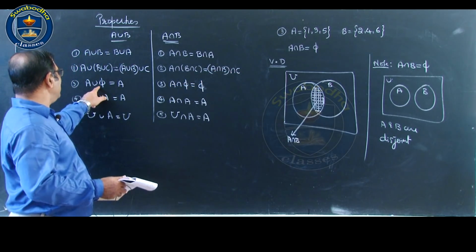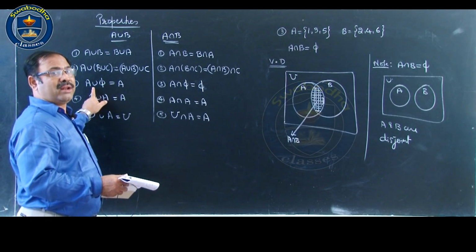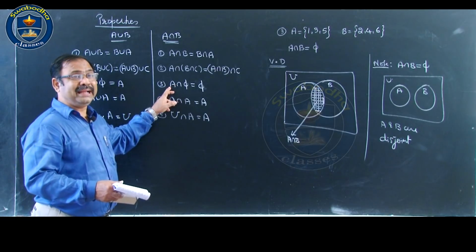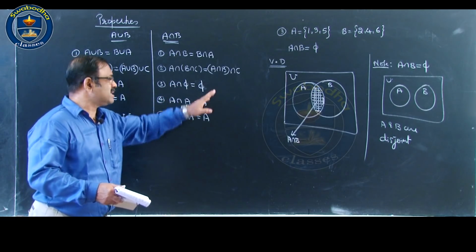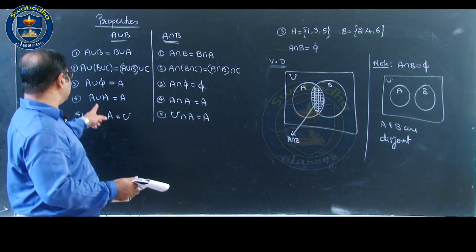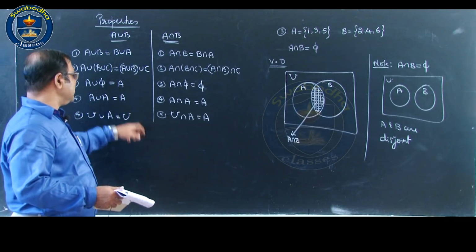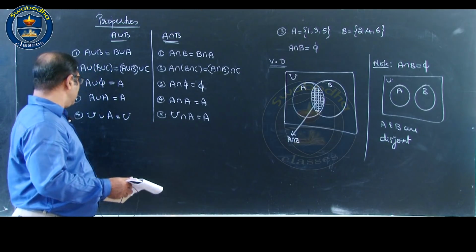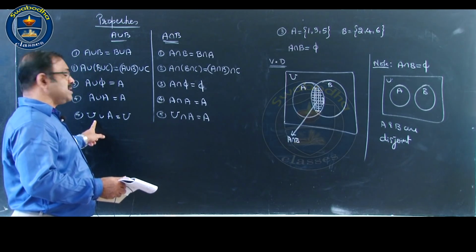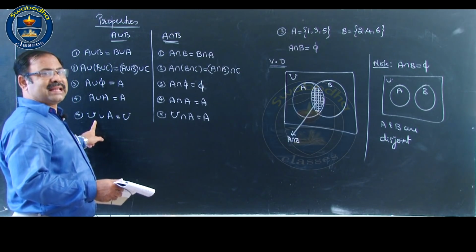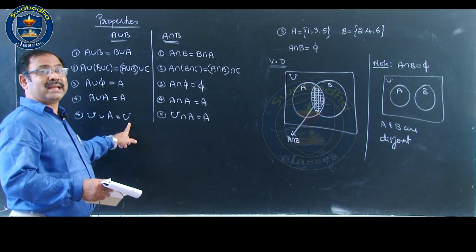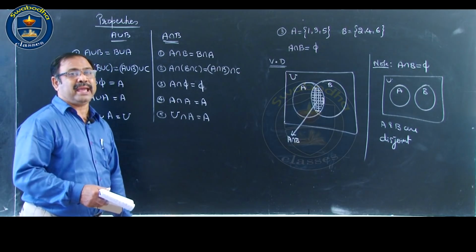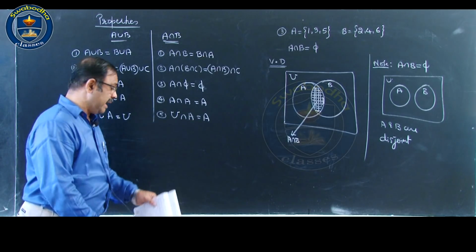Next, A union null set. Union of A with null set is giving the set A itself, whereas intersection of A with null set is giving the null set. Then A union A, that is A. Similarly, A intersection A is A. What about this U union set? This is the universal set. Universal set union A, you will get the universal set. Whereas universal set intersection A, you will get the set A itself.